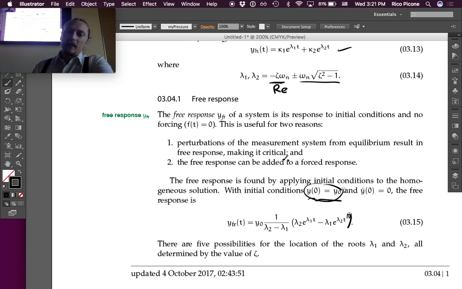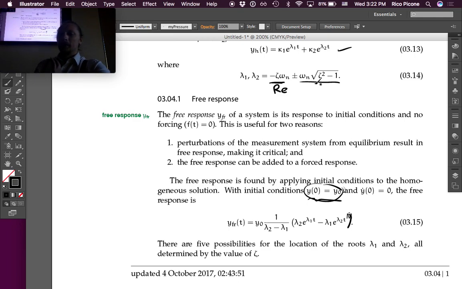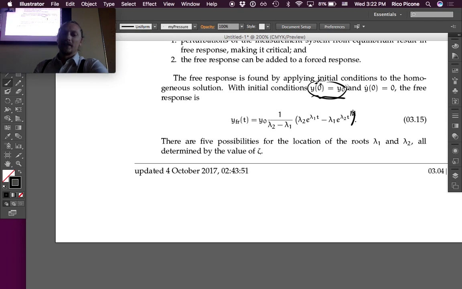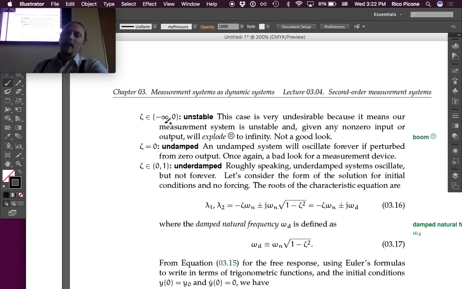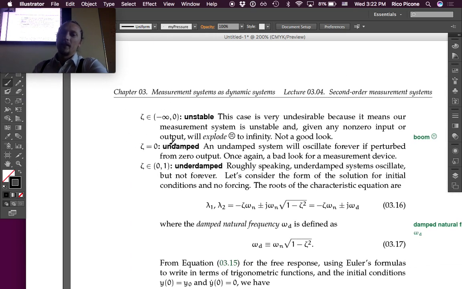Notice that this is the solution for distinct roots. If you have repeated roots, if lambda 1 equals lambda 2, you have to put a t in here. And we'll talk about that. It's one of the 5 cases. So, okay. So these roots have sort of 5 distinct possibilities. Okay. So they are, first off, that zeta is between negative infinity and 0.